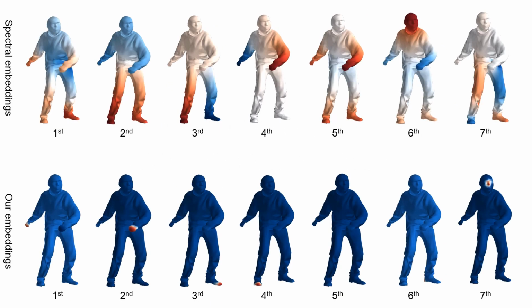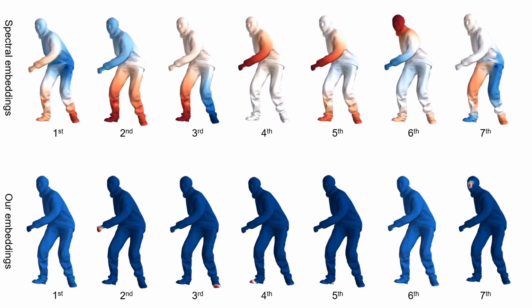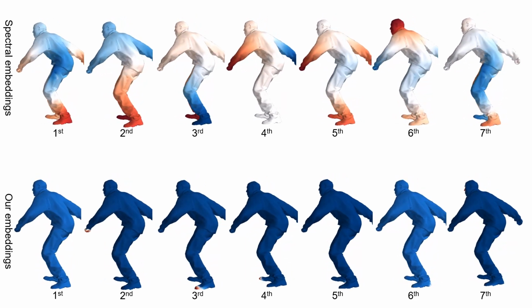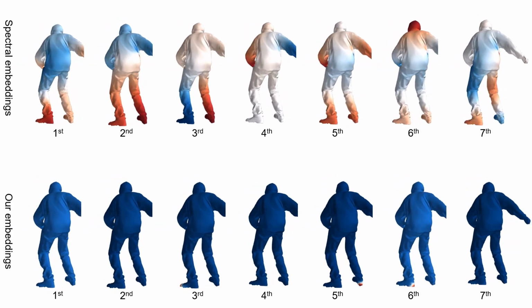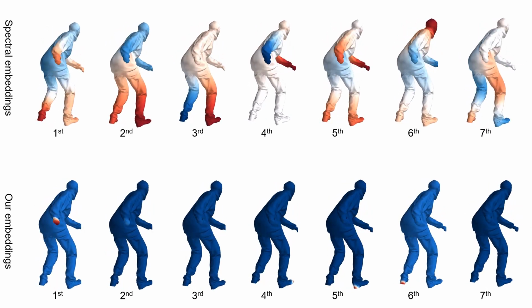Now, we show the first 7 dimensions of the embeddings to be used for shape matching. The upper one is the Laplacian spectral embeddings, and the lower one is our saliency-induced embeddings. Our embeddings at the bottom localize salient points very sharply and achieve maximum invariance for non-salient points.